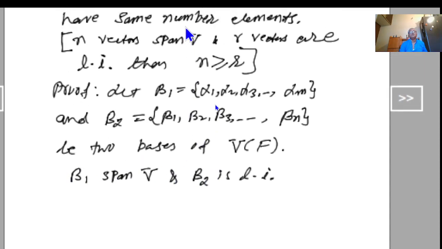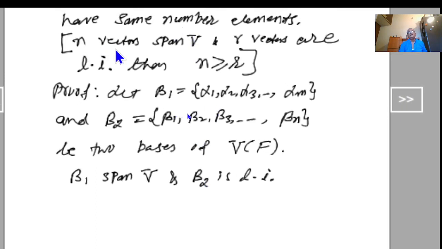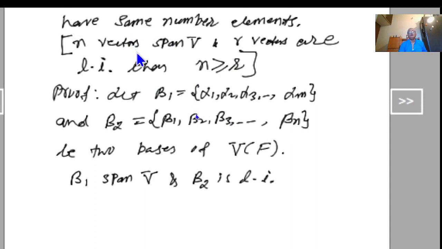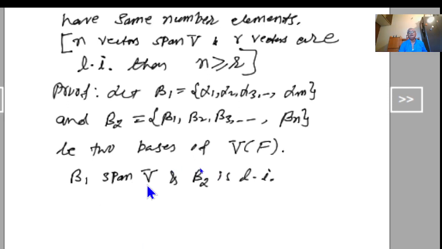Now coming to this result: if n vectors span V and r vectors are linearly independent, then n is greater than or equal to r. That is, the spanning set has at least as many elements as the independent set. So B1 spans V, B2 is linearly independent, therefore the number of elements in B1 must be greater than or equal to the number of elements in B2. The number of elements in B1 is m, so m is greater than or equal to n. I will take this as 1.